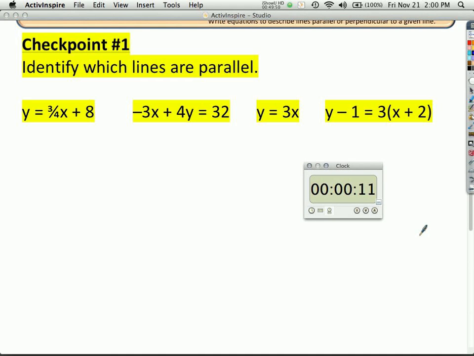I just draw lines when I'm finished. That's good. What did you say? Sure.